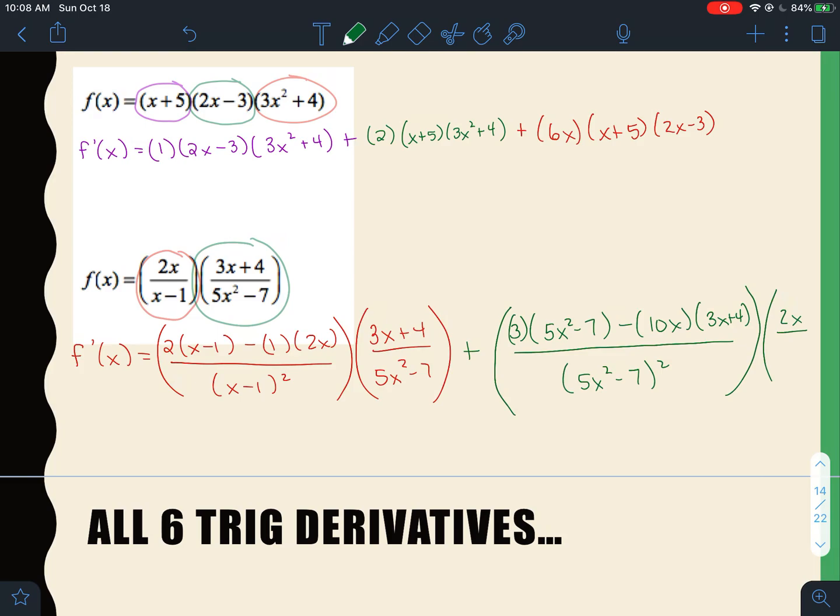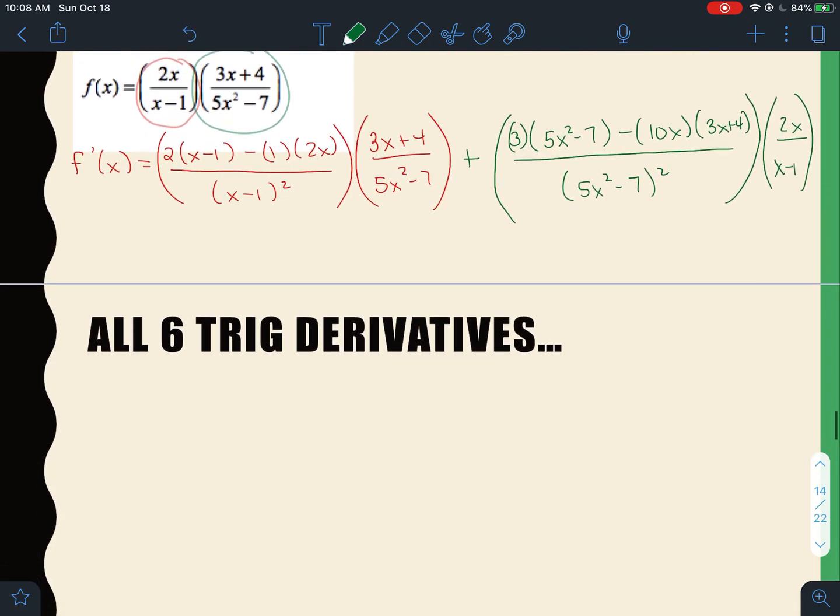And then for product rule, we have to leave the first function alone. So 2x over x minus 1. And that would be the derivative of your original function. And we're just going to leave that alone.